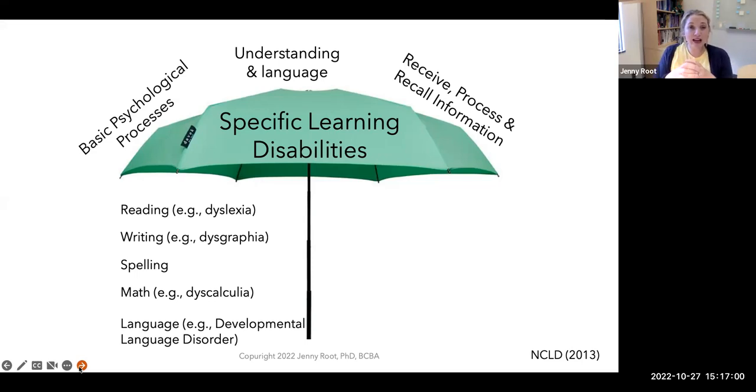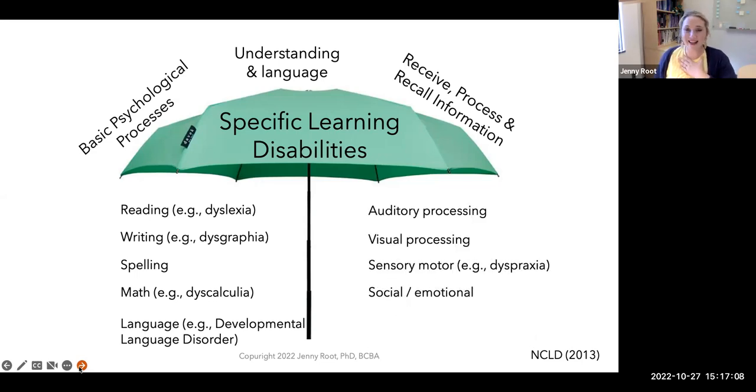And so individuals could have difficulties in all of these areas or just one. And that's what makes individuals so unique. That's part of what I love and why I got into special ed, I love those individual differences and tailoring things. It also can impact auditory processing. So being able to take in information that you hear, visual processing, being able to take in the information you see, sensory motor planning, as well as I mentioned, your social and emotional state.